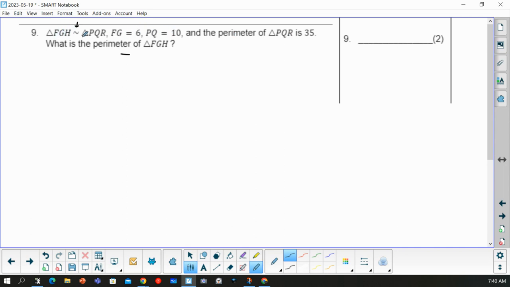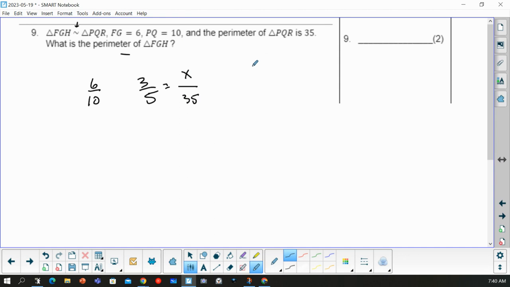So FG goes with this one, PQR. So FG, PQR. So I've got 6 goes with the 10. I'm going to go ahead and simplify that. 2 goes into that 3 times, 2 goes into that 5 times. So there's my ratio of the sides. The perimeters would be the same ratio. Notice it gives me PQR. That's the second one I listed off, so that would go in the denominator.